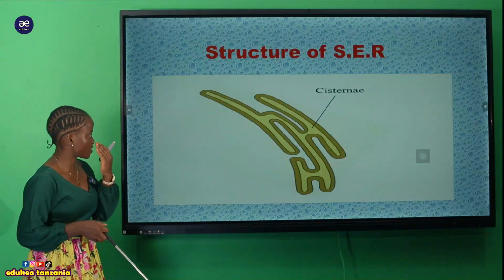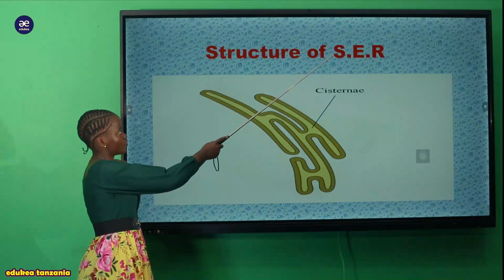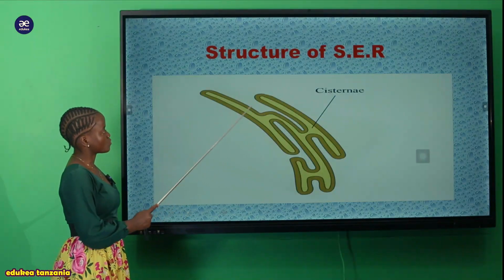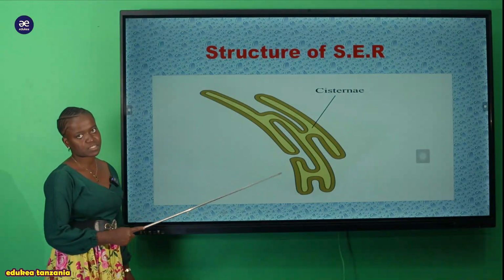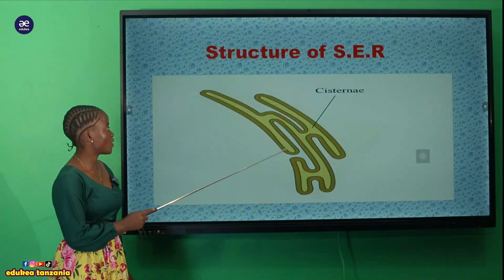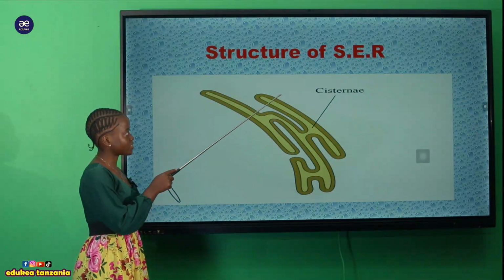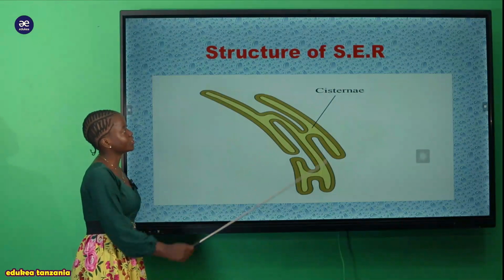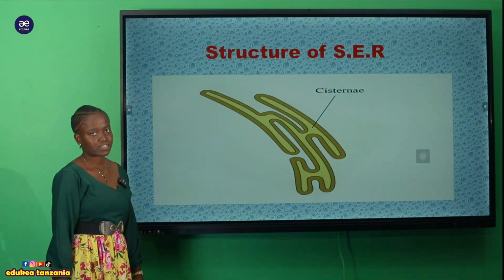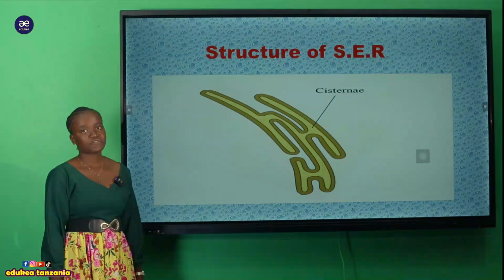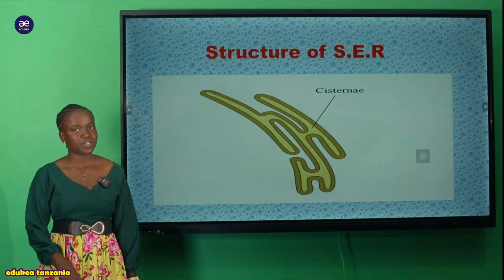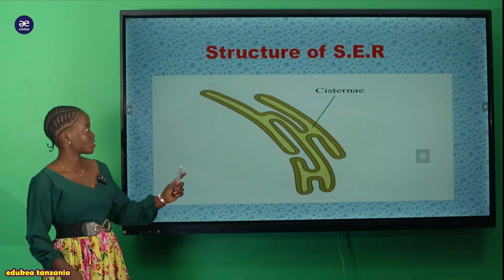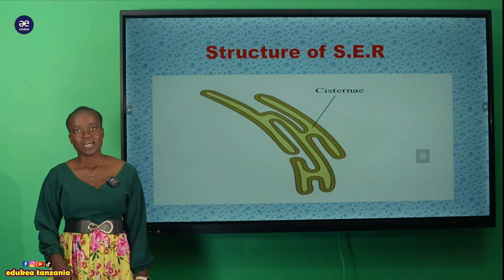So as you can see, this is the structure of the smooth endoplasmic reticulum. There is an absence of ribosomes. As you can see, it is very smooth, but within it there is a structure called the cisternae. The cisternae allows different kinds of chemical reactions to take place within the cell. So that's the structure of the smooth endoplasmic reticulum.